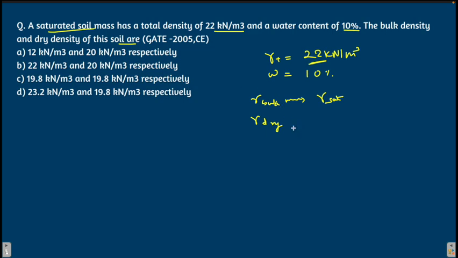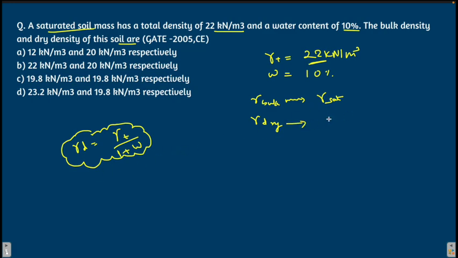Now you have to find the dry density. Dry density, there is again a relationship you should remember. Dry density is equals to bulk density by 1 plus W. Now if you want to know how to derive this relationship, please comment in the comment box and I'll make a separate video for the derivation of this one. But I'll tell you this relationship is very important. Gamma dry is gamma total by 1 plus W. So make a note of this one.